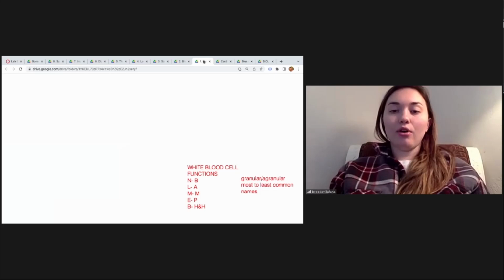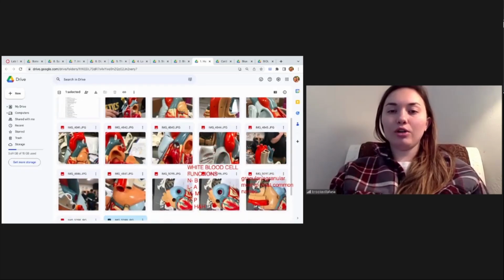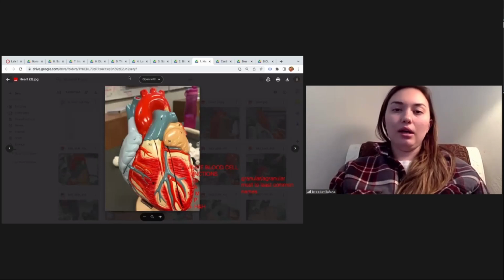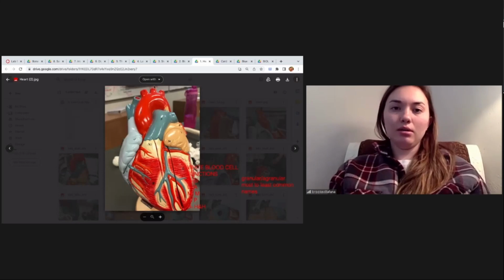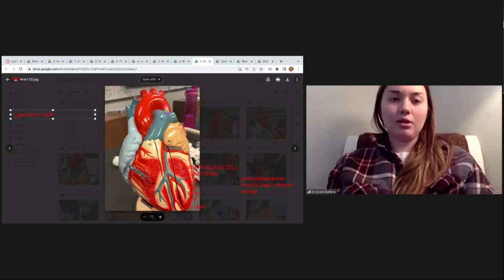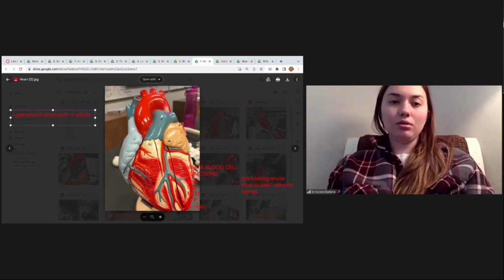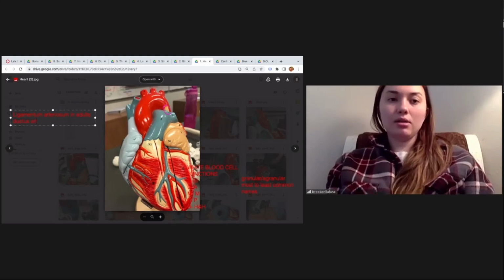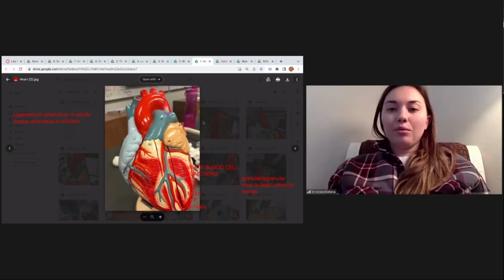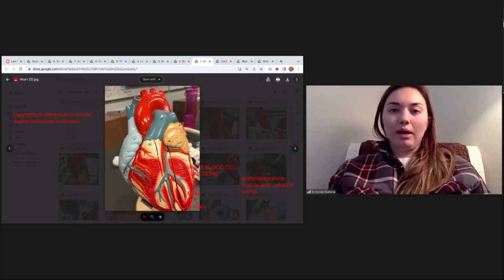And then for the heart, you need to know the function of the ligamentum arteriosum, remember that that's this guy right here. Okay, right here, this one. So remember that that would be ligamentum arteriosum in adults, ductus arteriosus in children. So that would be your functions that you would need to know for the lab exam.